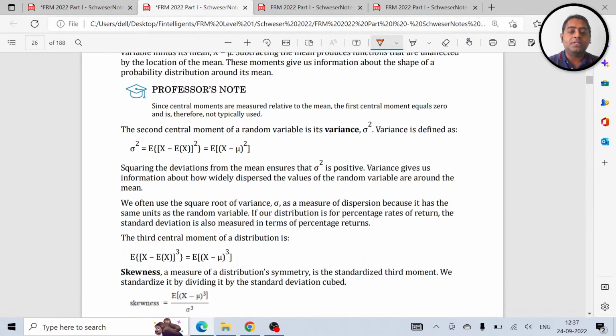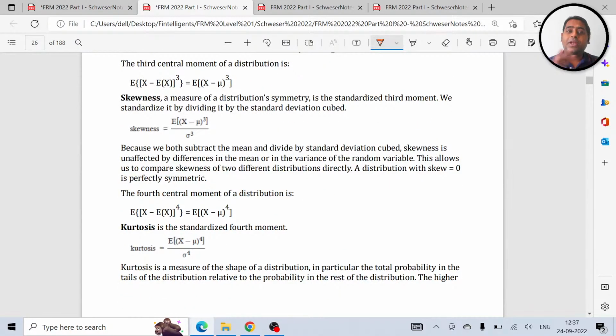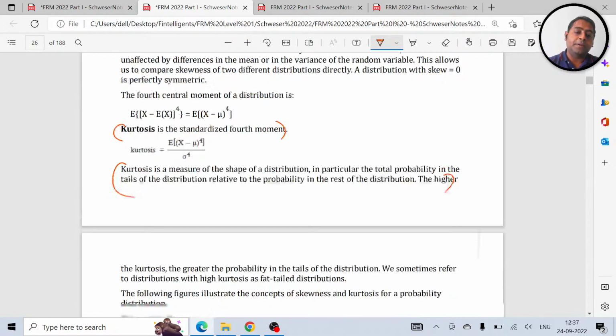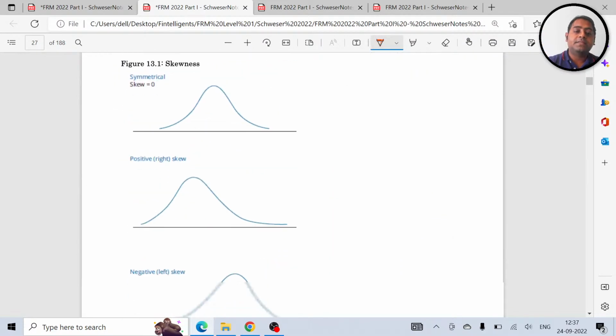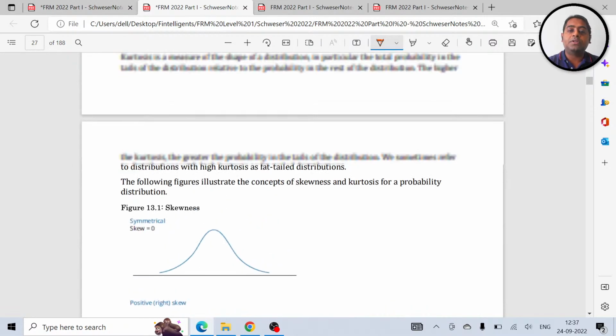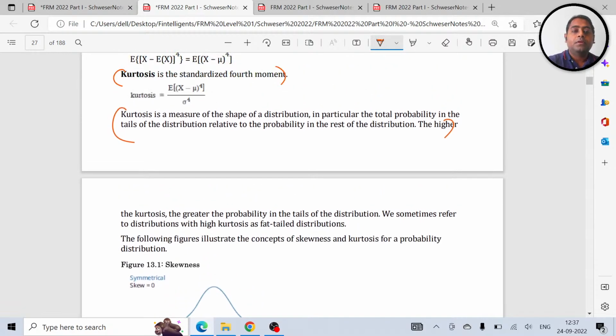Next, skewness and kurtosis. Don't worry, they will not ask you the calculation of skewness or kurtosis. But what is happening in it and what exactly skewness tells you is important. That concept has to be clear. Next, right skewed, left skewed. This diagram is important, and there is a paragraph which talks about this diagram.